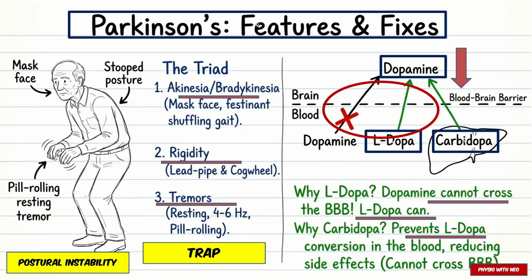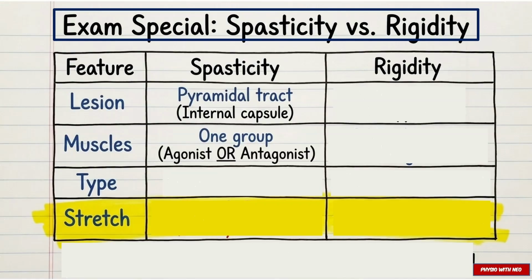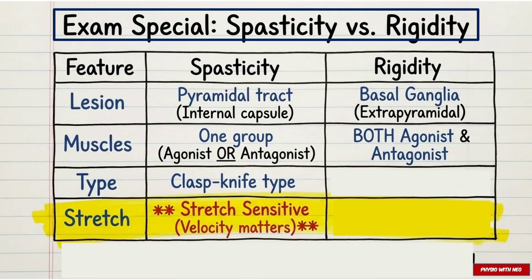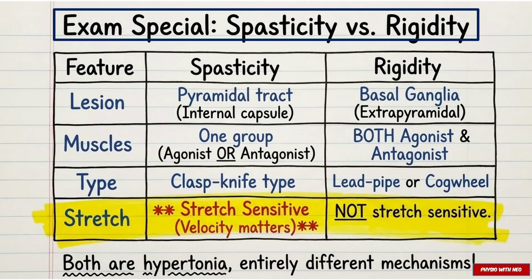Let's see one more comparison that is frequently asked in exams. Do not confuse spasticity and rigidity. Spasticity occurs due to pyramidal tract lesions. It affects only one muscle group. The type is clasp-knife type, and it is stretch sensitive, that is, velocity matters, whereas rigidity is due to basal ganglia lesions. It involves agonist as well as antagonist muscles equally. The type is lead pipe or cogwheel, and it is not velocity dependent, it is not stretch sensitive. Remember, both are hypertonia, but with entirely different mechanisms. This comparison is commonly asked in viva.